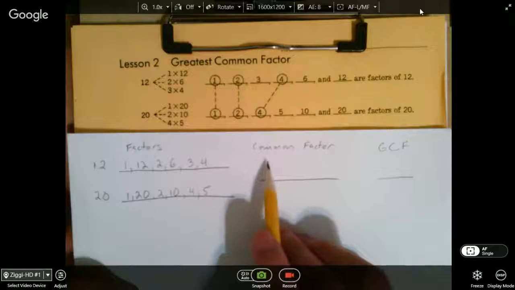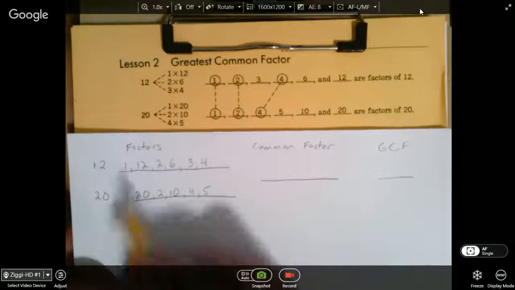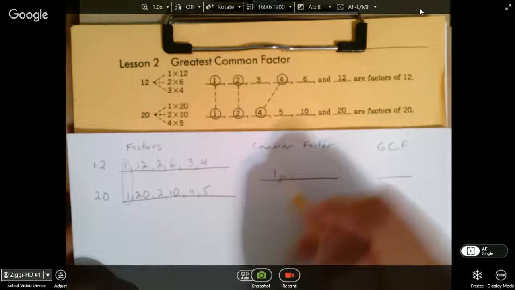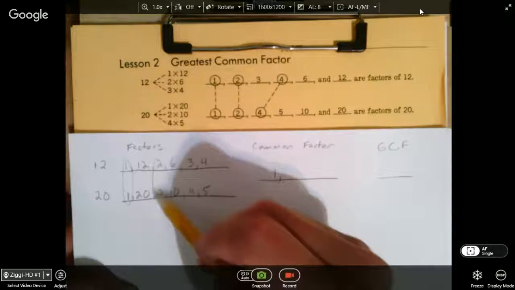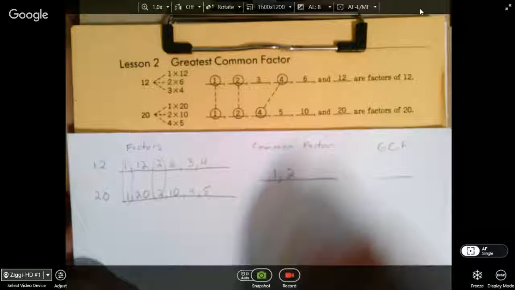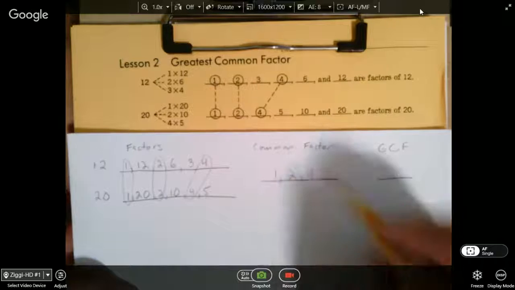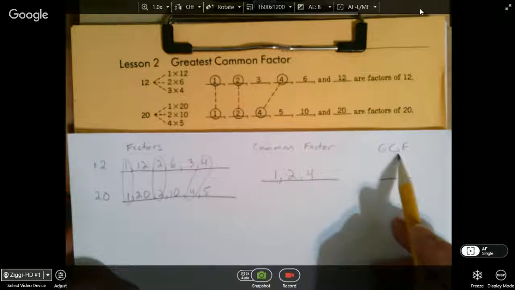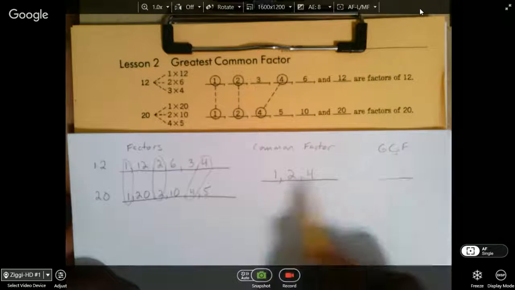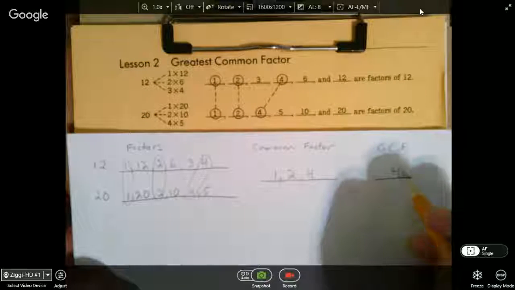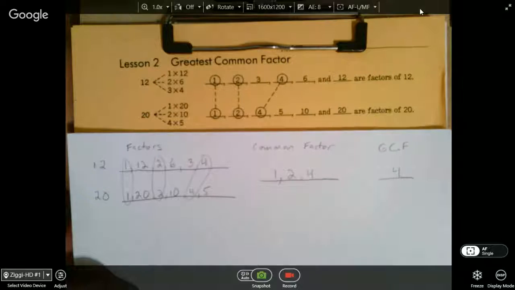Okay, so which factors are common between 12 and 20? I see here a 1 is common. It looks like 2 is also common. And it looks like 4 is also common. So the greatest common factor, the GCF, is just the largest number of your common factors. That is 4. So 4 is your greatest common factor between 12 and 20.